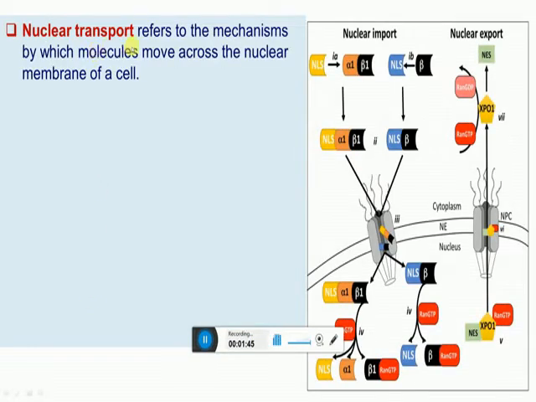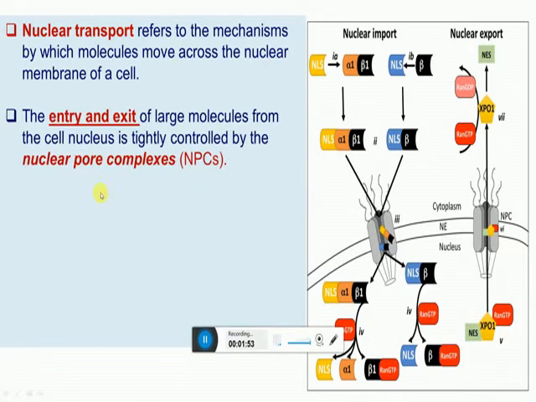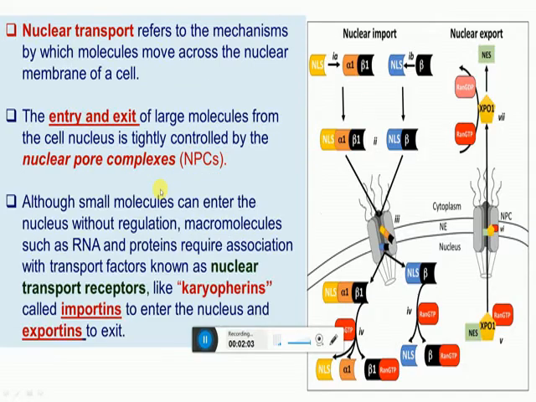The first one is nuclear transport. Nuclear transport refers to the mechanism by which molecules move across the nuclear membrane of the cell. The entry and exit of large molecules from the cell nucleus is tightly controlled by the NPC, nuclear pore complexes. We have already studied the structure of nuclear pore complexes in the previous lecture. Although small molecules can enter the nucleus without regulation, macromolecules such as RNA and proteins require association with transport factors, known as nuclear transport receptors.